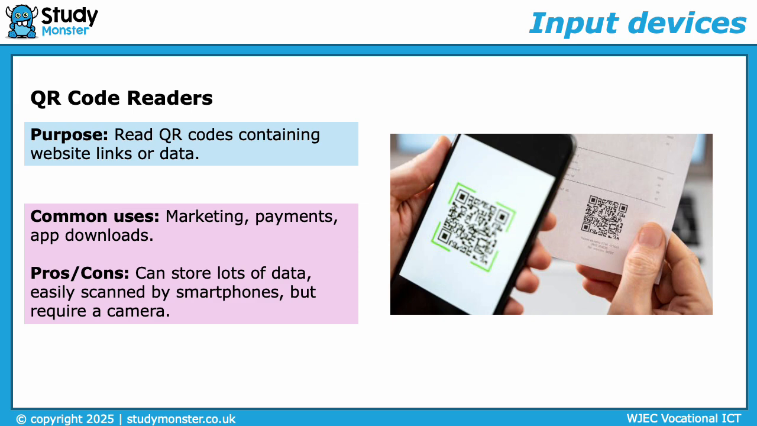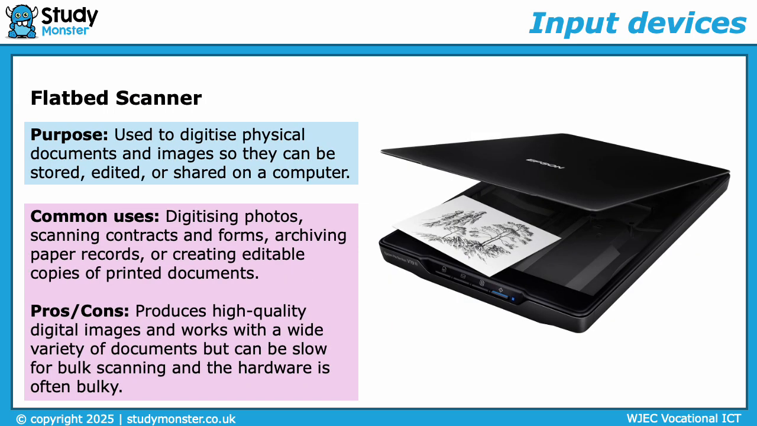Next one you may have used, you may not have used. We use them in school sometimes. QR code readers. Basically anything with a camera and some QR code software can read these. It's kind of like the modern day barcode. You can contain lots and lots of information in a QR code. Things like website links or other data, files, all sorts of different things. They can store lots of data, like I said, and are easily scanned by smartphones, but you do require a camera in order to read a QR code.